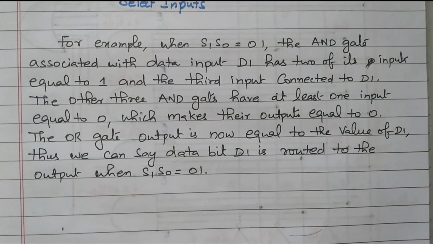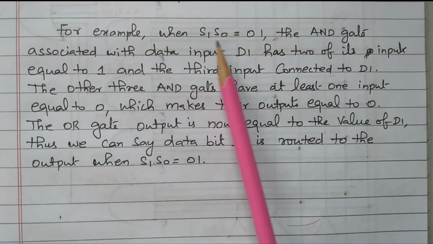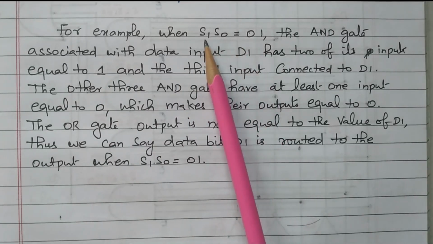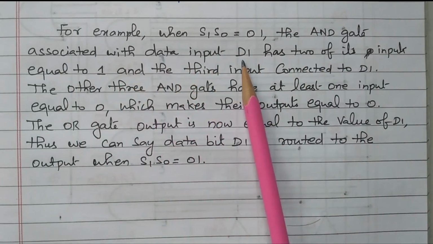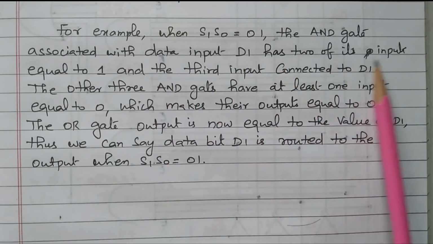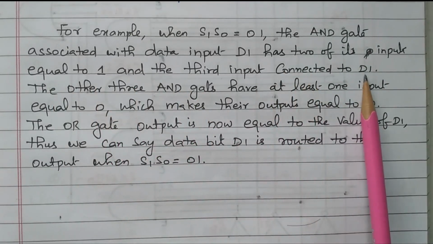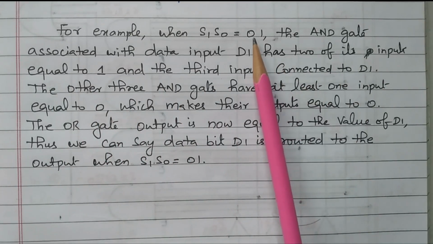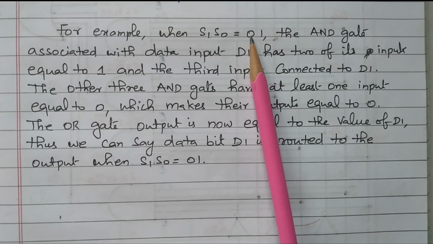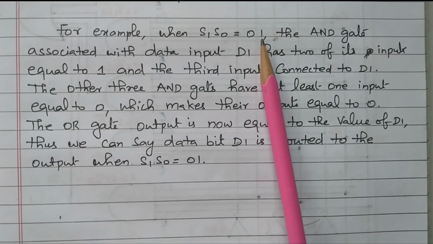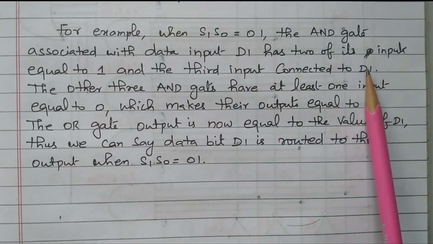We will see the description for one particular case. For example, when S1 and S0 equal 0 1, S1 is 0, S0 is 1, the AND gate associated with the data D1 has 2 of its inputs equal to 1 and the third input connected to D1. Right. The 2 inputs are S1 bar and S0, so that the 0 becomes 1. This is already 1. We have already one enable there. So 3 inputs are 1, so that D1 will be available.